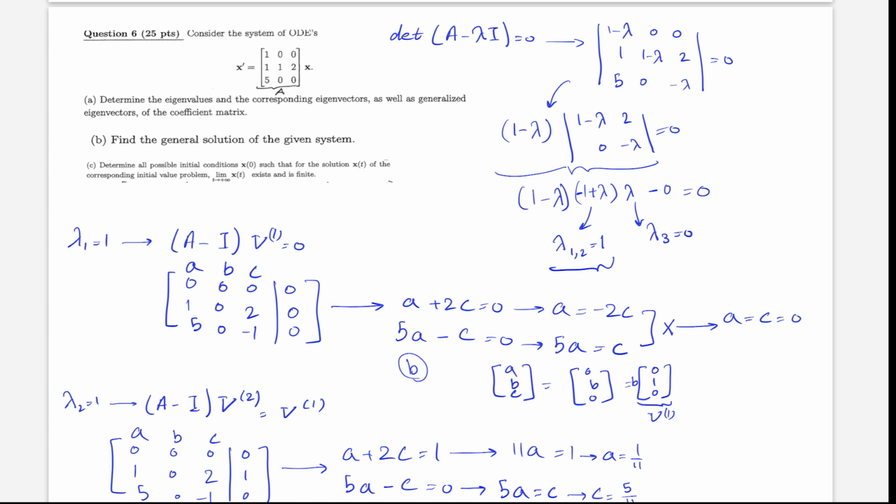I hope these examples were quite good to solve the homogeneous system of ordinary differential equations in 3 cases, when we had distinct eigenvalues, complex eigenvalues, and also repeated eigenvalues.